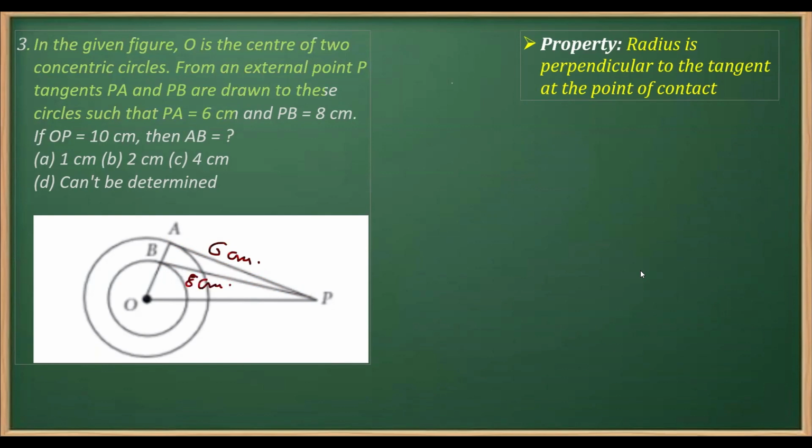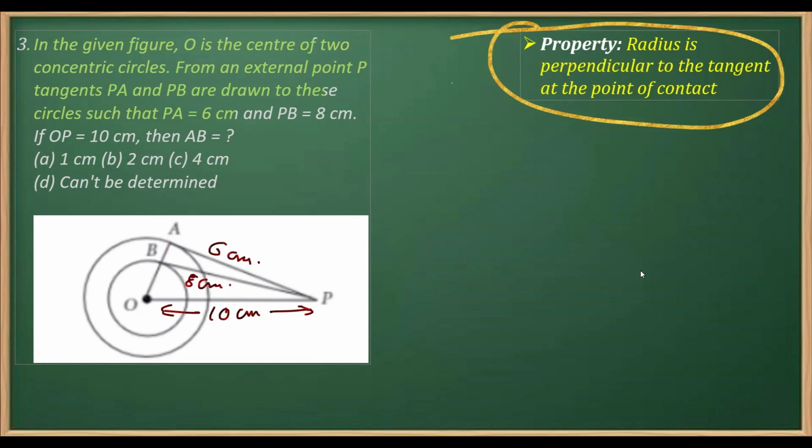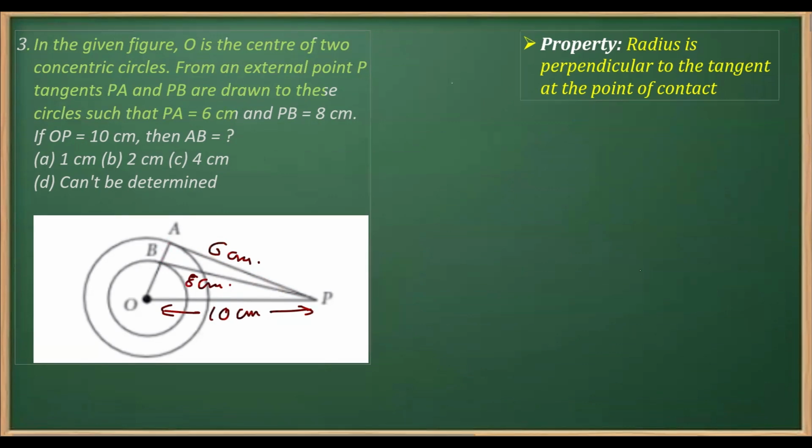We also know the length of OP. OP is given as 10 centimeter. And what we have to determine is the length of AB. So we have to determine the length of this portion, that is AB only. Same as I said, we are going to use the property that the radius is perpendicular to the tangent at the point of contact.